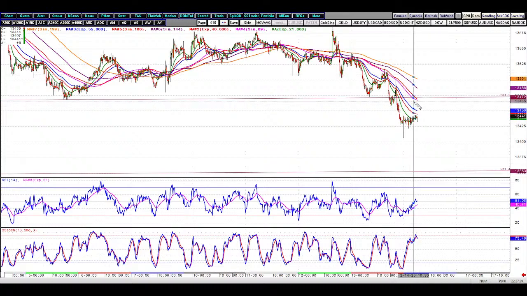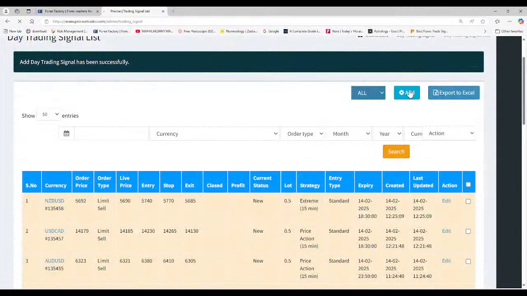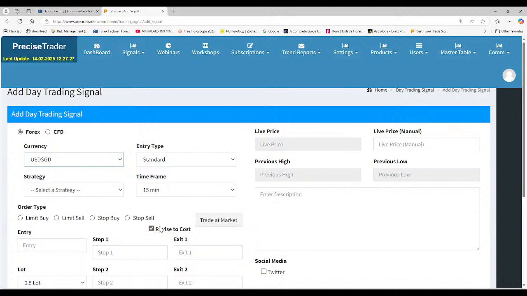So 34.60 or 70. Yeah? 70 is your previous support. Okay, so here we are going to go for a sell.